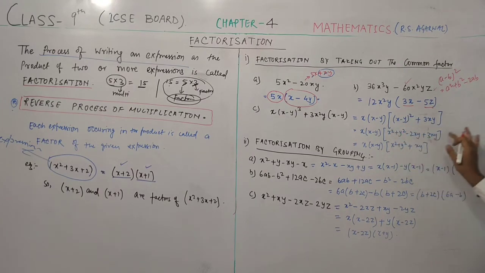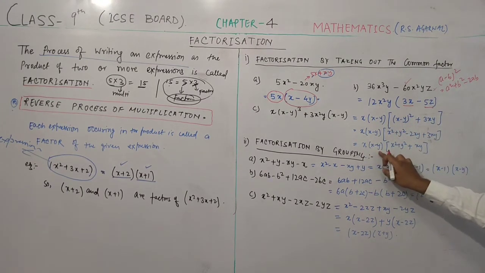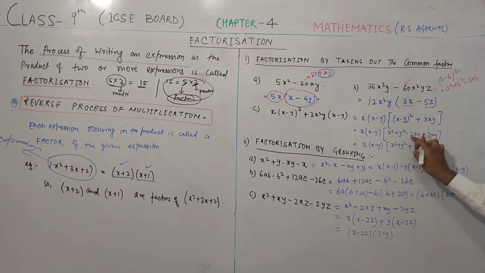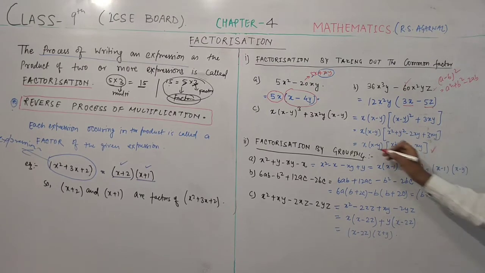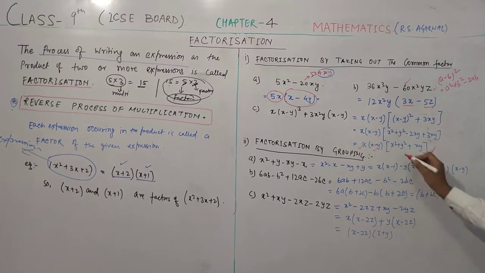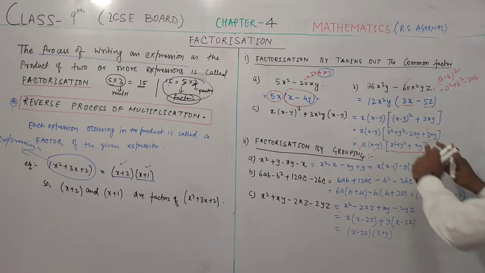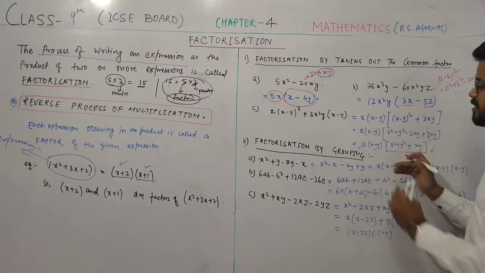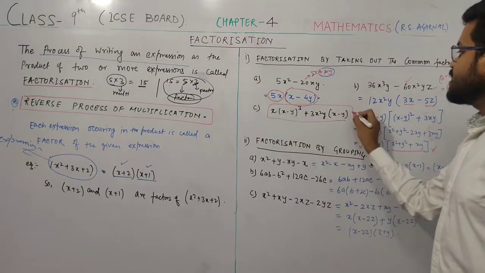Now if I solve this, x minus y in the bracket, x square plus y square plus minus 2xy plus 3xy is plus xy. So this is the factor. One factor is x, the other is x minus y, and the other factor is x square plus y square plus xy, which basically means that if I multiply all these factors, finally I get this expression.